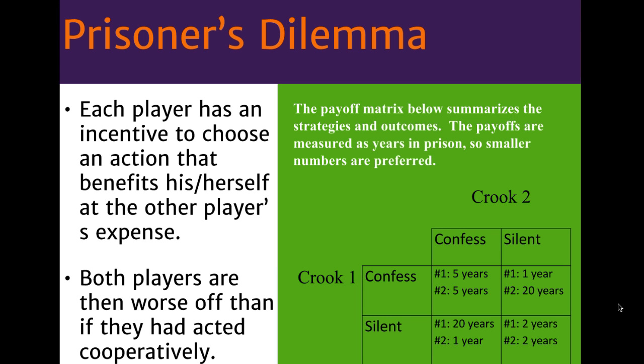So to confess in this situation is the dominant strategy. It is the best play for Crook 1 regardless of what Crook 2 does, and vice versa. So when both crooks confess, they reach an equilibrium of the game. We've used equilibrium many times throughout economics, but in this case it's an outcome in which no individual or firm has any incentive to change their action. In game theory, this kind of equilibrium is called the Nash equilibrium.